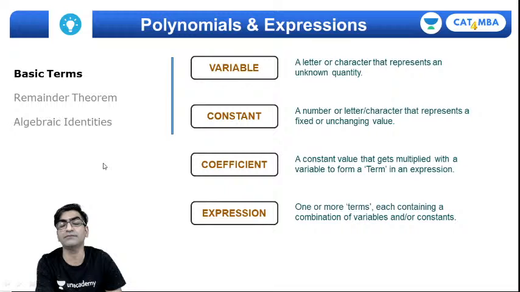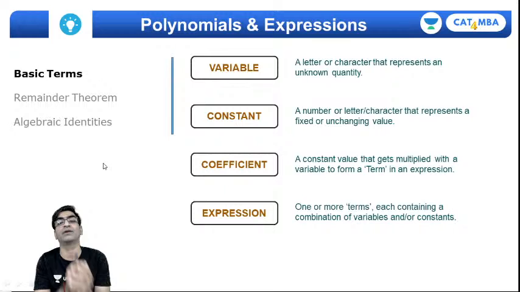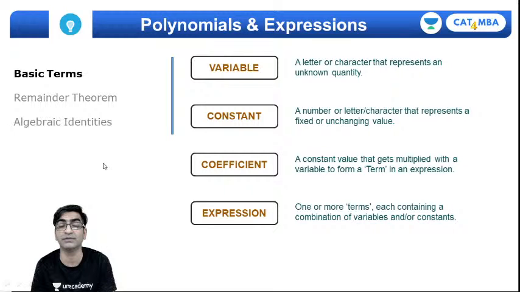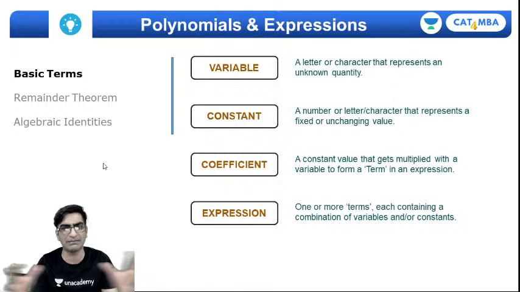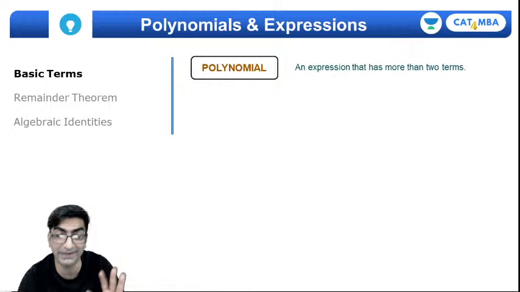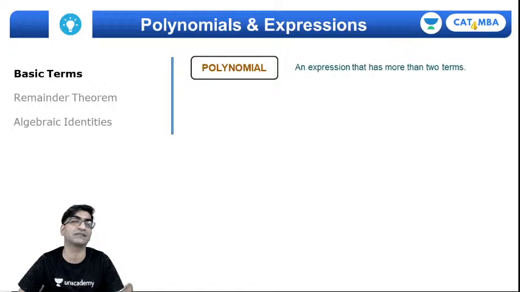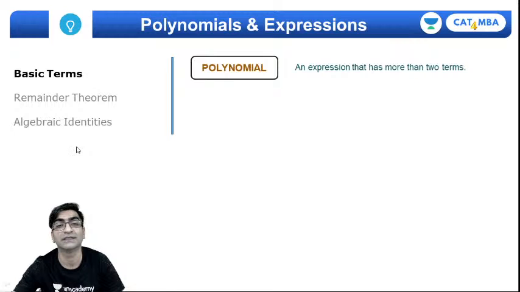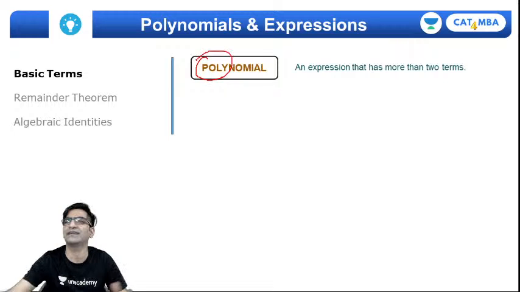If you consider many such terms and you combine them, you create something called an expression. An expression basically contains one or more terms, and each term will contain variables and constants, or maybe one of them only. But an expression will contain many such terms. And when you take an expression, you could also call it a polynomial if it has more than two terms. You can see that it comes from the word poly, which stands for many.